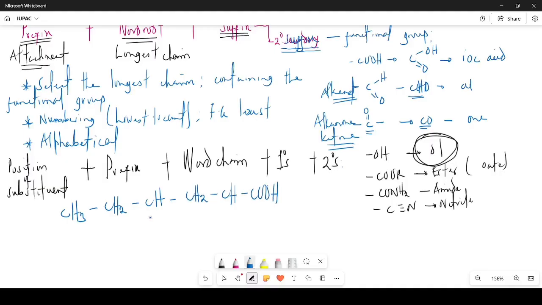So if you want to name this now, how are you going to name? Suppose they ask you to name. It's very simple. Remember the first rule. The first rule is identify your longest chain. What's our longest chain? Of course, this is going to be the longest. You can see now, quite simple, right?